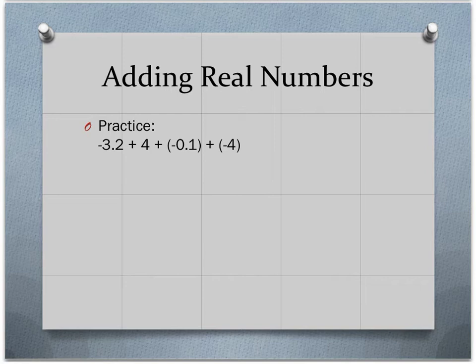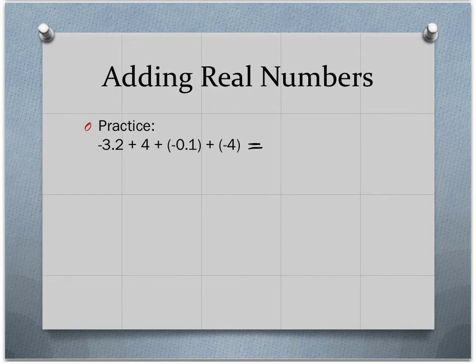Okay. Now you could press pause right now and try to use some properties and add this up in a way and see if you get a plan of attack that's similar to mine or not. So I'm going to begin here by looking at the problem. This expression here is 3 2/10 plus 4 plus negative 1/10 plus negative 4.